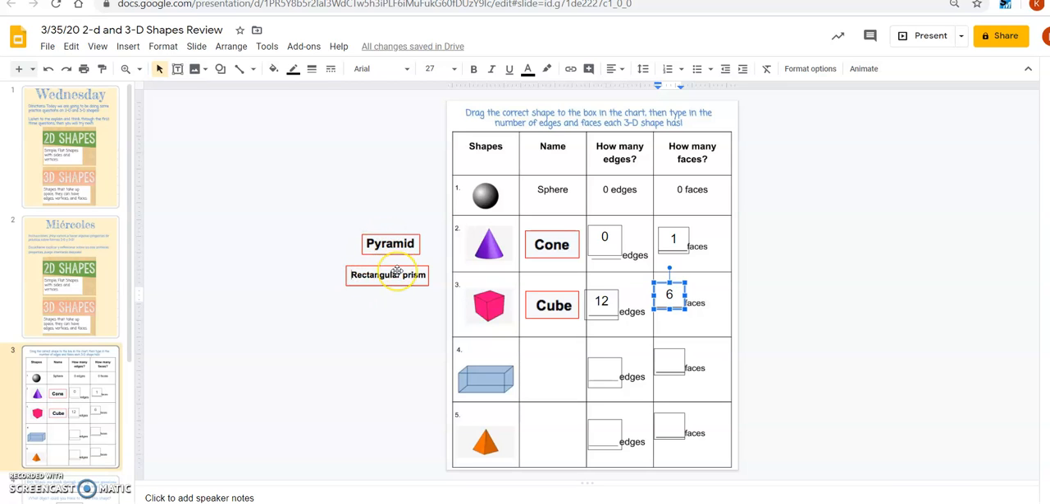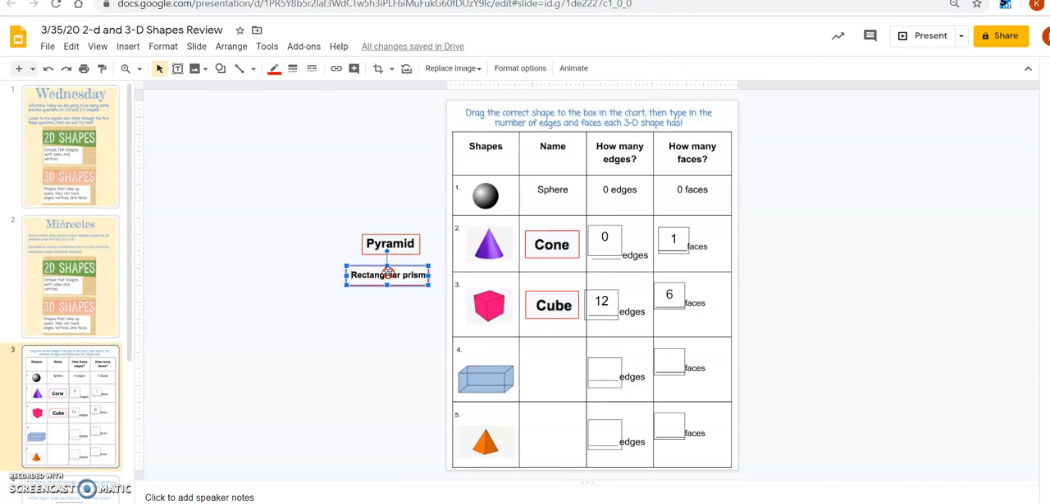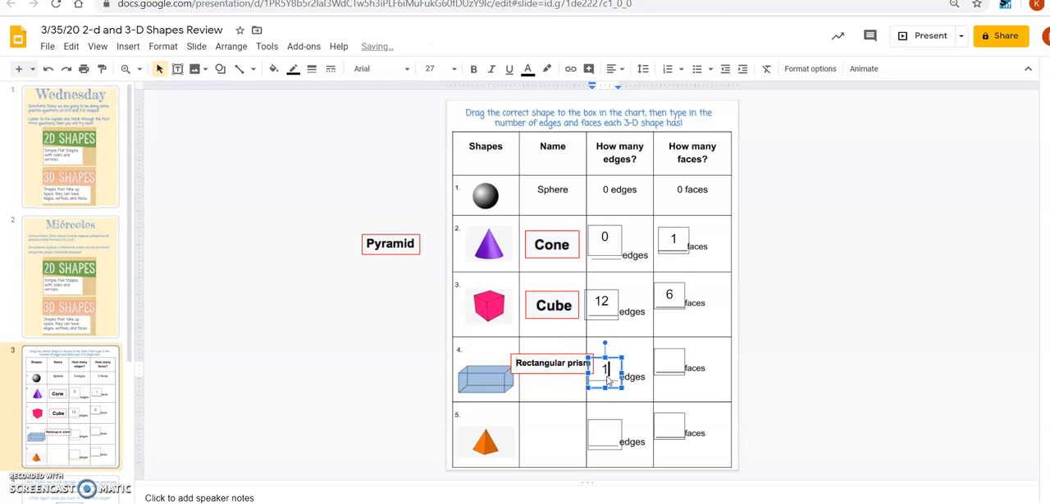My next three-dimensional shape is a rectangular prism. It's very similar to a cube, however, the only difference is, oops, that was a little tricky for me. Go ahead and drag this over. A rectangular prism is not made up of all squares because the sides are not all equal. The edges for a rectangular prism, there are 12 edges and 6 faces.